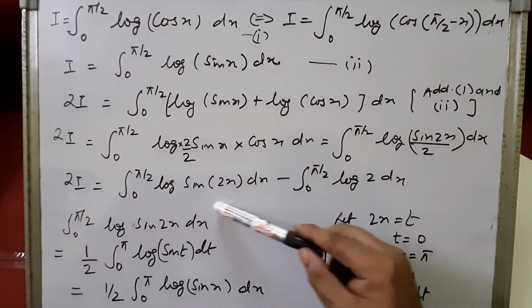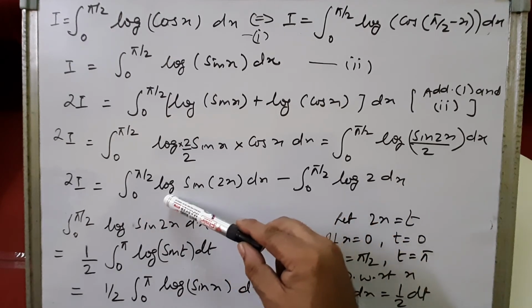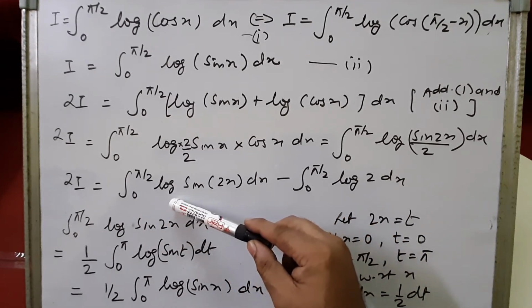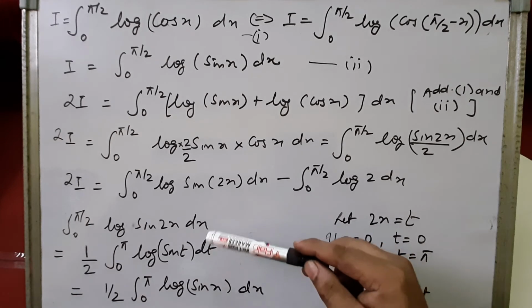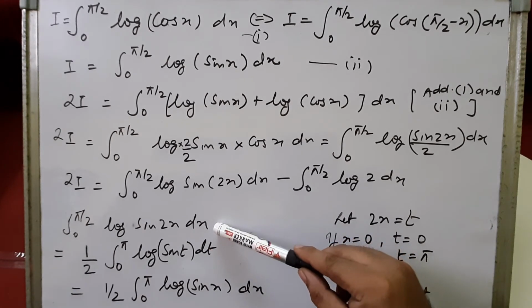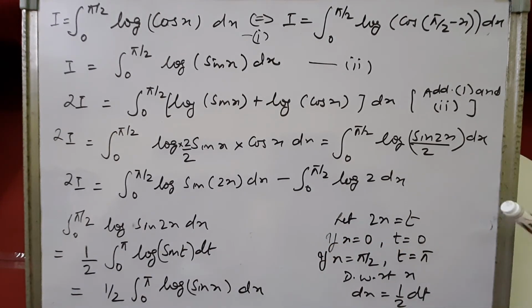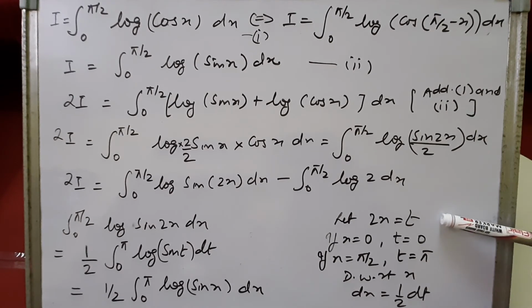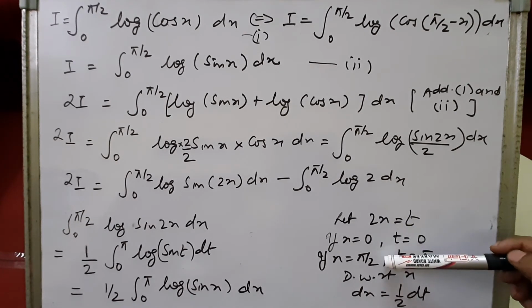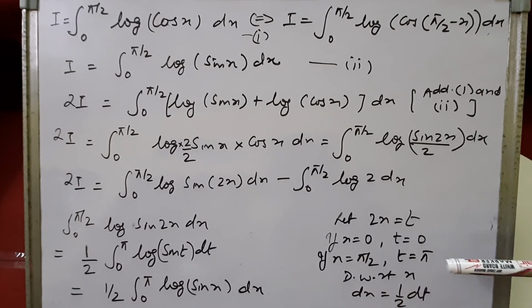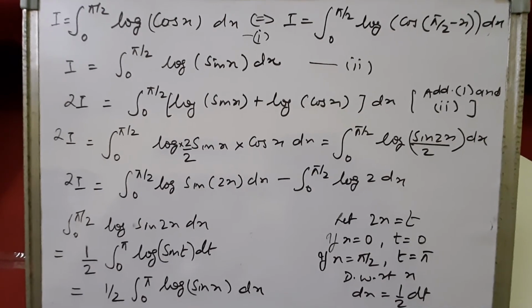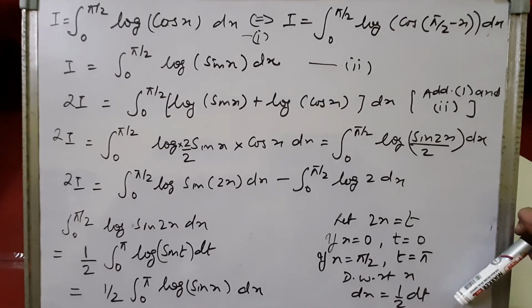Let's take this term and try to simplify its value, and then put the simplified value in and solve. So now we are solving the integral from 0 to pi by 2 of log sin 2x dx. The first thing that we are doing is assuming 2x equals t. When changing the limits, when x equals 0, the value of t will be 0. When x is pi by 2, the value of t will be pi. On differentiating with respect to x, it will become dx equals 1 by 2 dt.